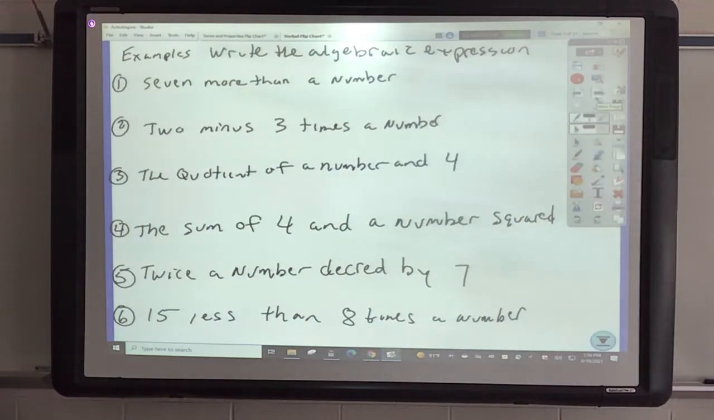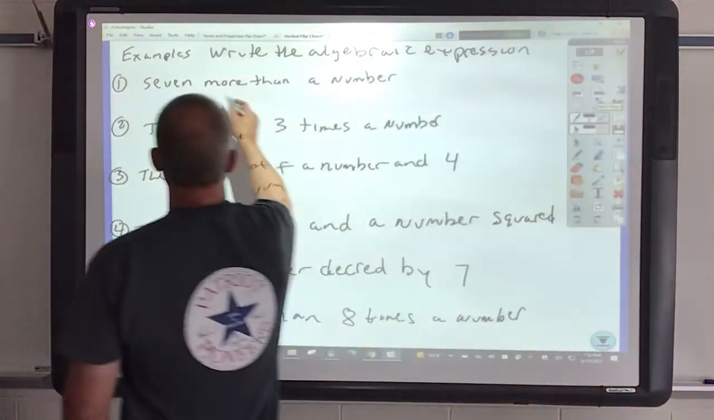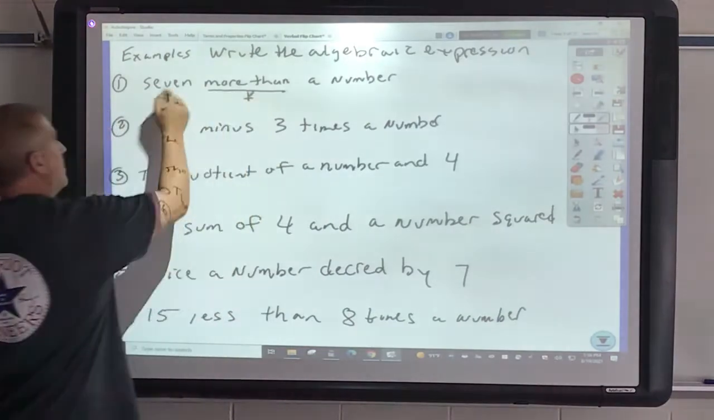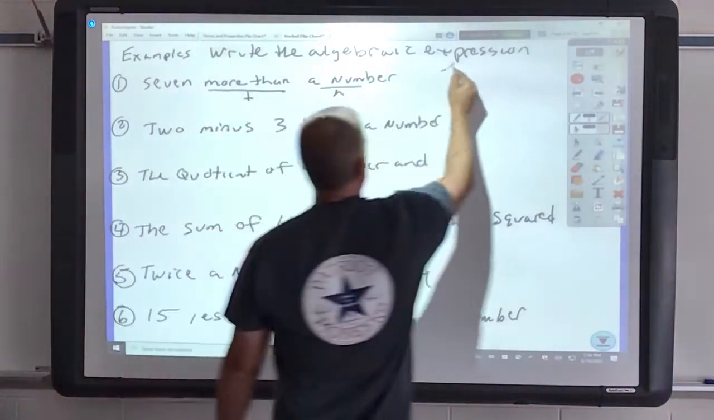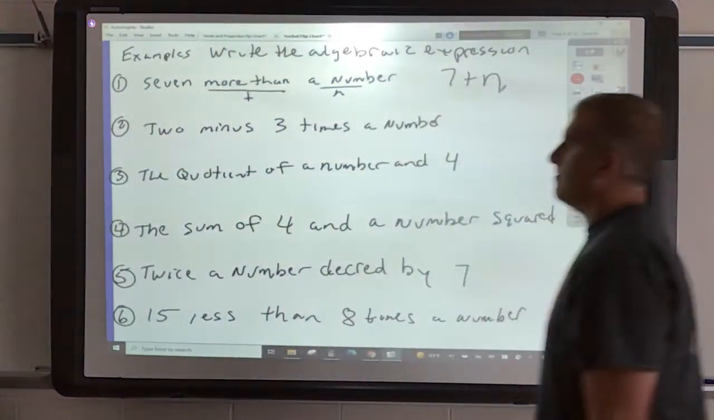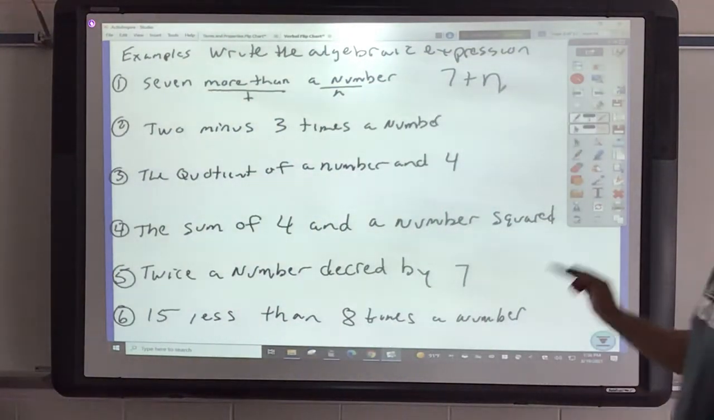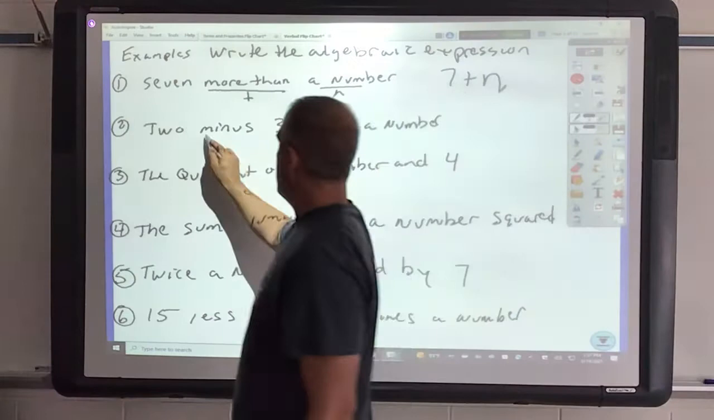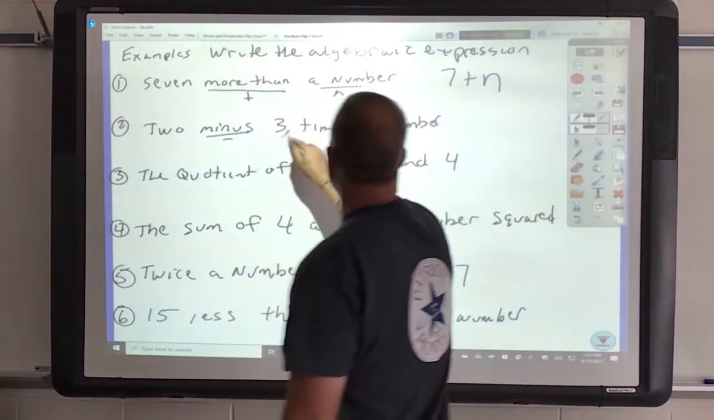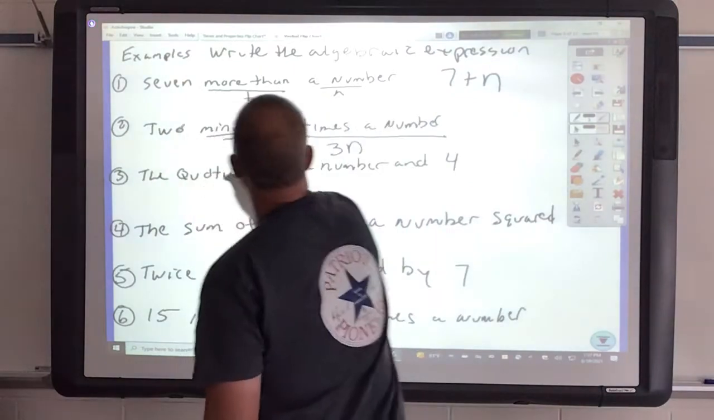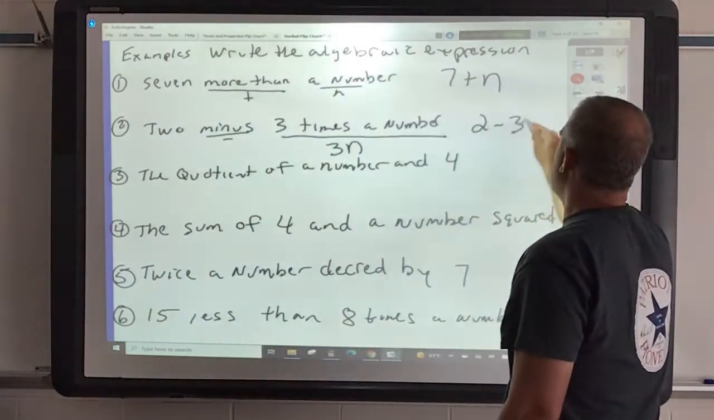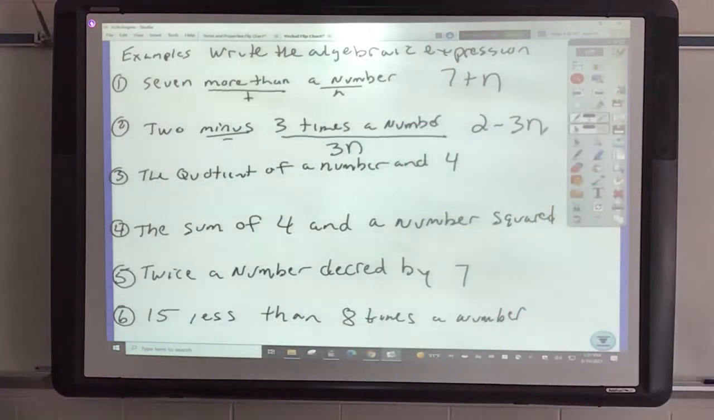It says 7 more than a number. So what you want to identify is what does more than mean? It means plus. A number means n. So this is real simple. This is just 7 plus n. Okay? 2 minus 3 times a number. Minus means subtraction. 3 times a number means 3n. So 2 minus 3n. You don't have to switch those. It's not one of the words.